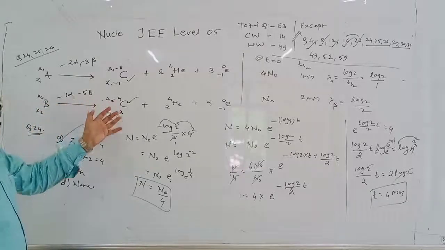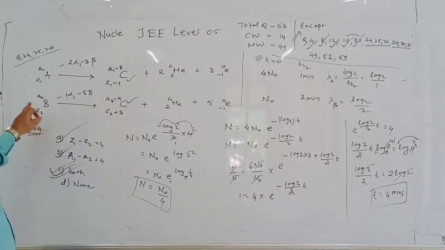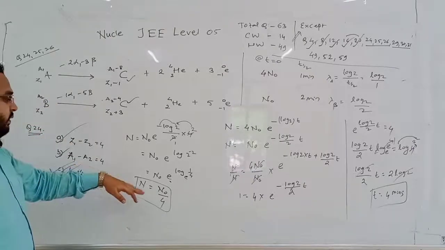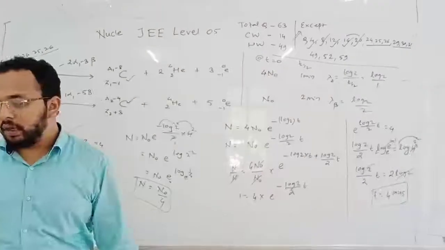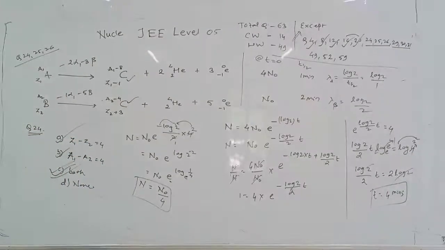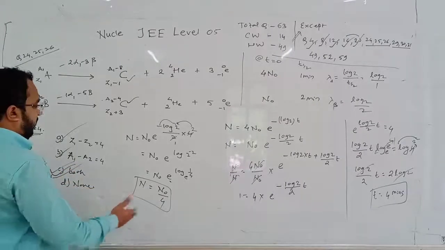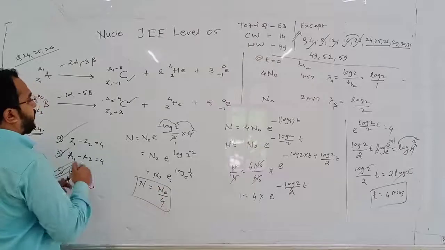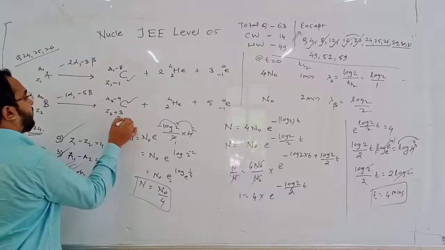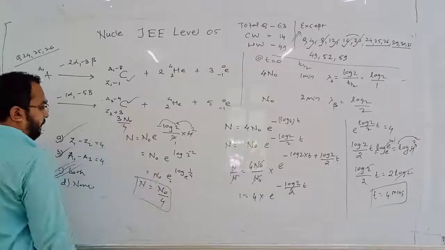That means C is produced the same. How much C will be produced, sir? 3 n naught upon 4. Okay. So from B, see, out of n naught, n naught by 4 is now left. So C produced is 3 n naught upon 4 from B.